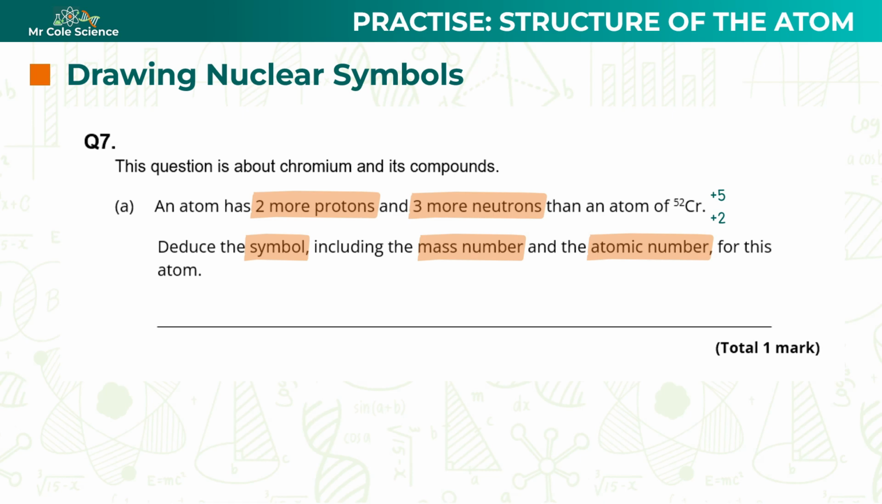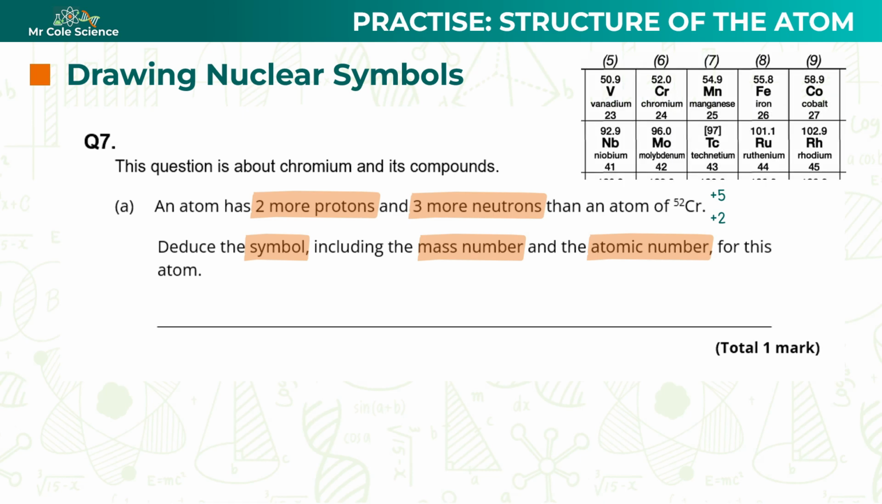So if we grab our periodic table and find chromium with its atomic number of 24, we know that our atom will now have an atomic number of 26, and so it must be iron. This gives us 2 of the 3 components we need, our symbol, Fe, and our atomic number, 26. For the mass number, we just need to add 5 onto the mass number given in the original question. So 52 plus 5 becomes 57, and we add that onto our symbol in the correct place. It's 1 mark for all 3 parts being correct.